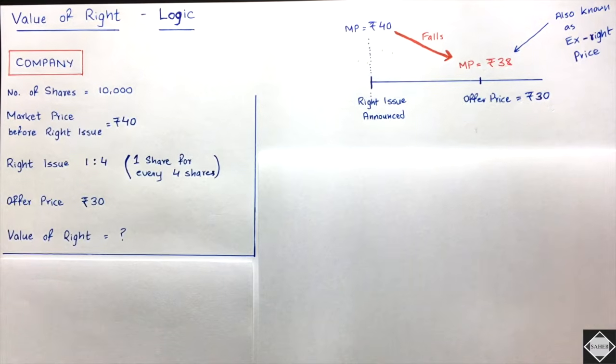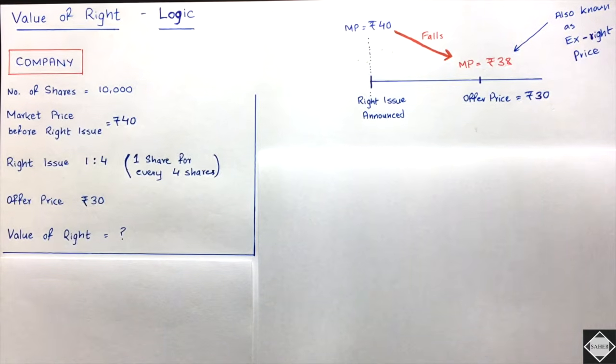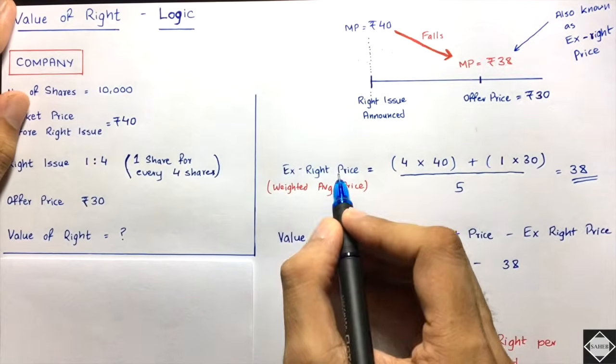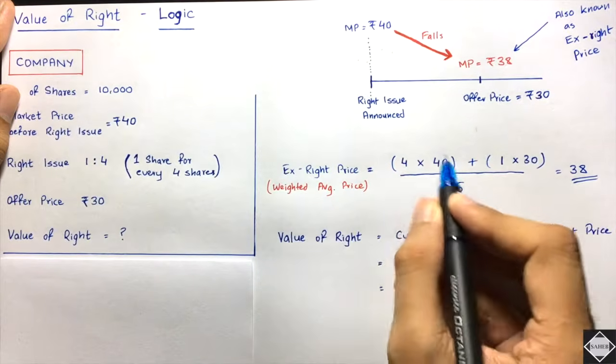Okay, that's the thing. But now let's do our calculation. What is our calculation? See here, really simple. Ex right price. What do we, first, what do we take?